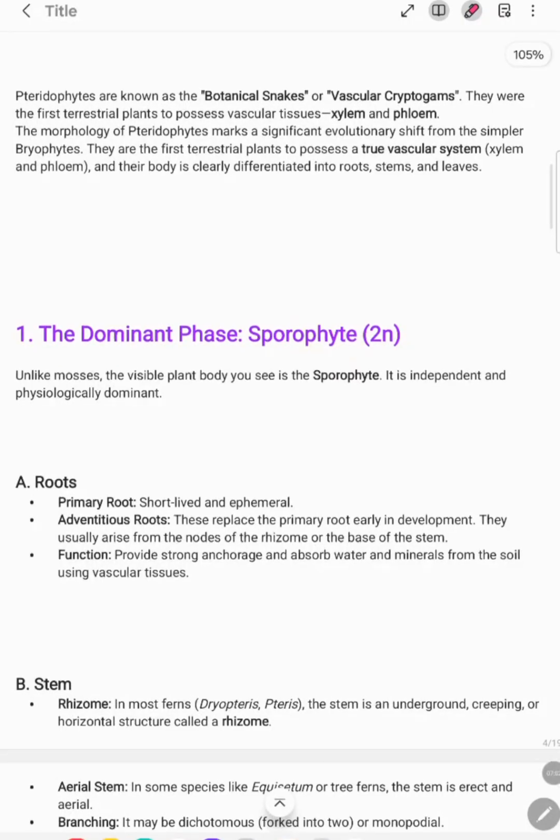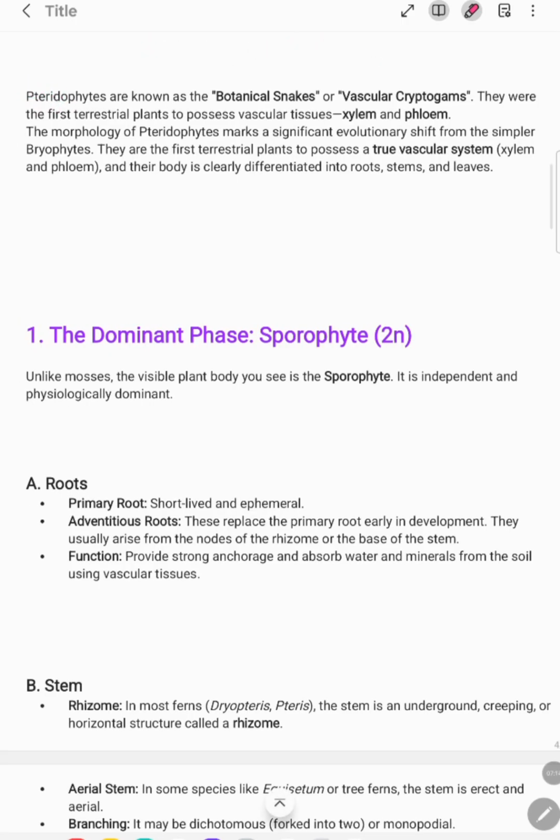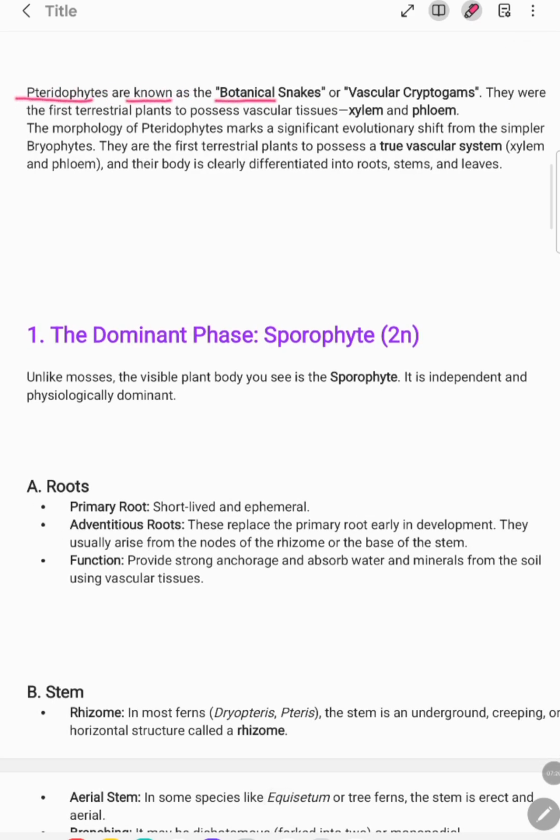Now we are going to understand the general characteristics of the pteridophytes. So let's begin our topic. See, the pteridophytes are known as the botanical snakes or the vascular cryptogams. Vascular cryptogams, I hope we are clear with this term. The vascular, due to the presence of vascular tissues. Okay, they were the first terrestrial plants to possess vascular tissue, as we have discussed earlier, and your vascular tissues are your xylem and your phloem.